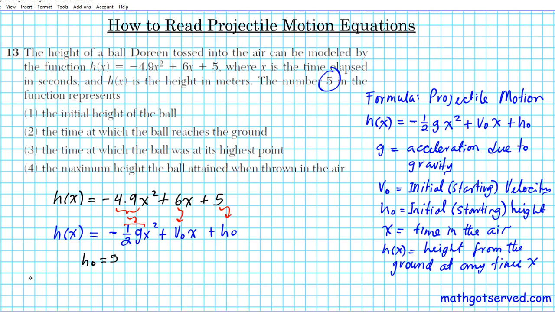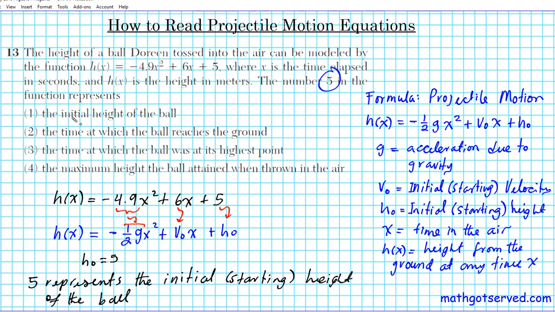Okay, so 5 represents the initial height of the ball. Initial is the same thing as starting, okay? Initial or starting height of the ball. And that is option number 1. Okay, so for number one, that's the h sub 0 value.